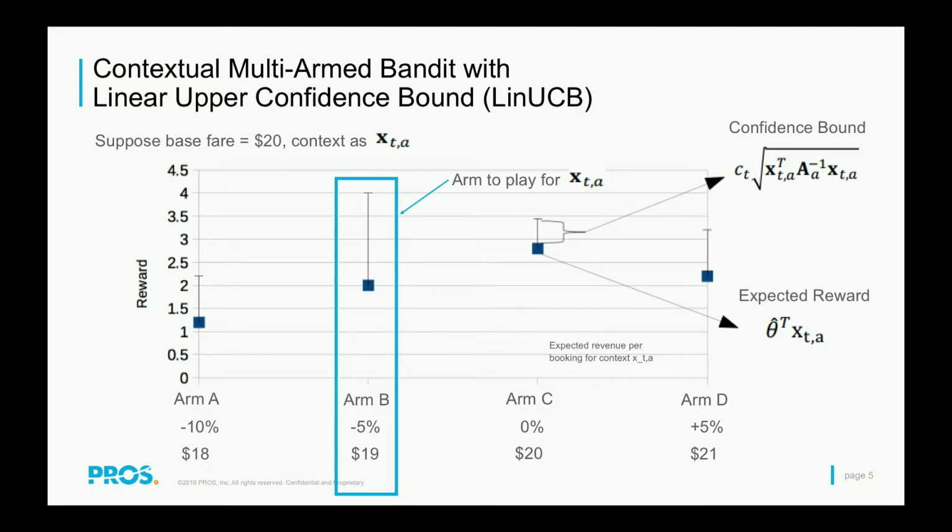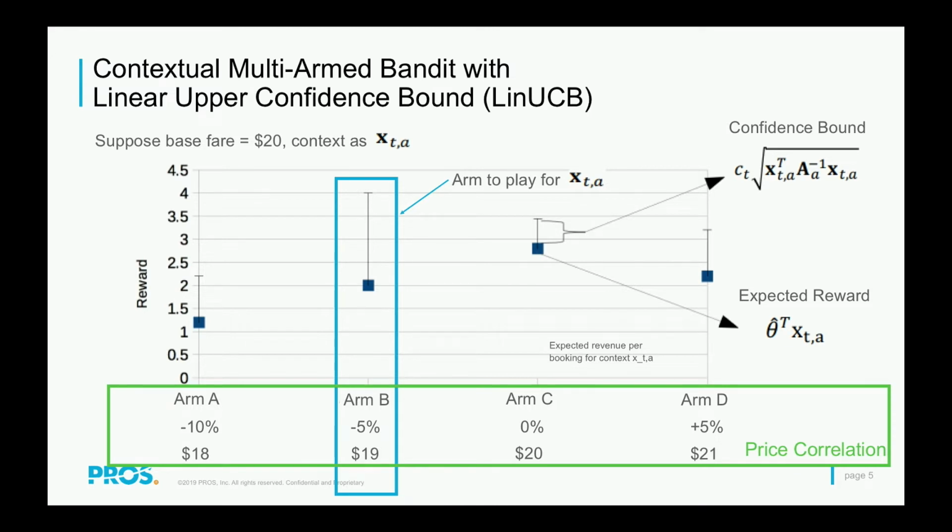And when we play this arm, we will observe a reward, and then we are going to update this model, right? So the expected reward will change, the position will change, and possibly the uncertainty around this arm will shrink. So that's the idea of the contextual multi-arm bandits.